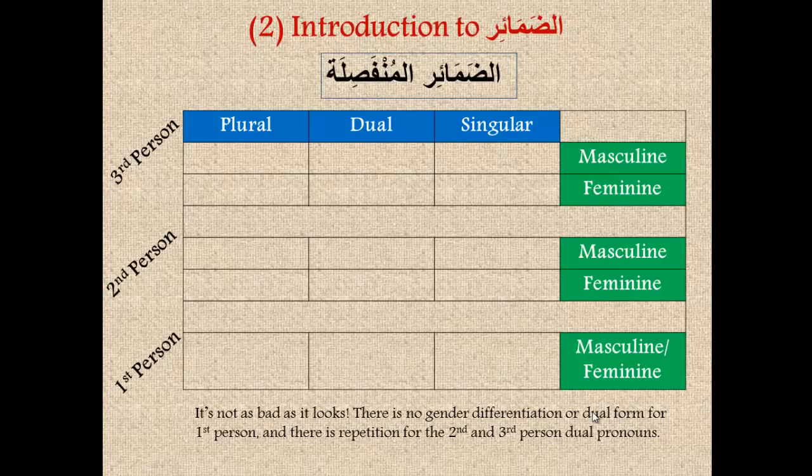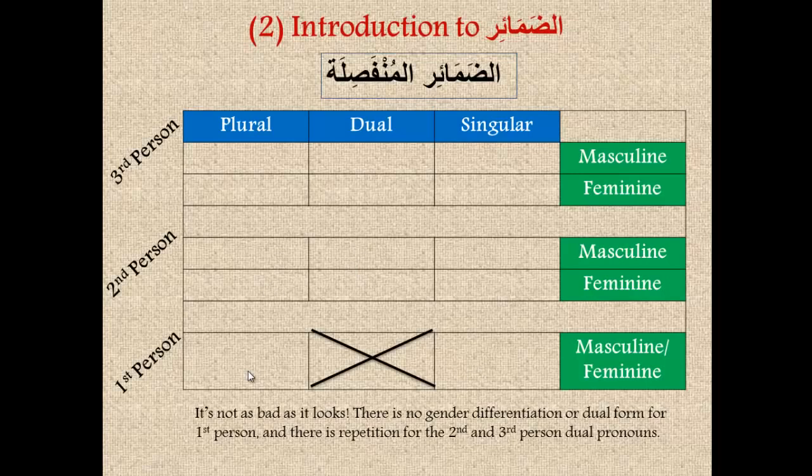And also, there's no dual form for the first person. So this slot is actually not filled. And furthermore, there is repetition for the second and third person dual pronouns. Basically, these two slots are filled by the same word, by the same pronoun. They are identical. And these two slots over here are filled by the same pronoun. So that's how we get the number 12. We have 1, 2, 3, 4, 5, 6, 7, 8, 9, 10, 11, and 12. 12 unique standalone personal pronouns.